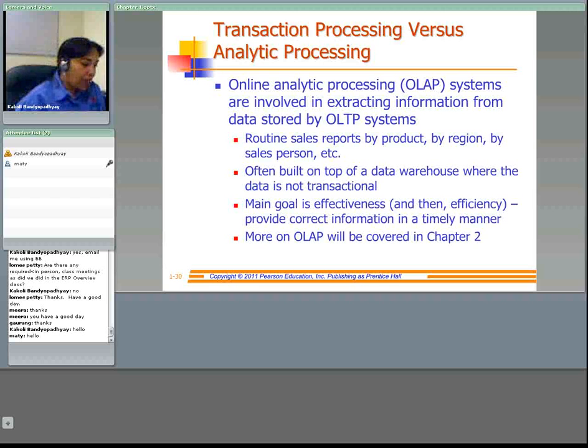There are different kinds of OLAP, and I believe you have PowerPoint slides on the different kinds of OLAP. Some of the most common ones are ROLAP, which is called relational OLAP, which uses a relational database management system. Then there is MOLAP, or multi-dimensional OLAP. Then DOLAP, desktop online analytical processing, etc.